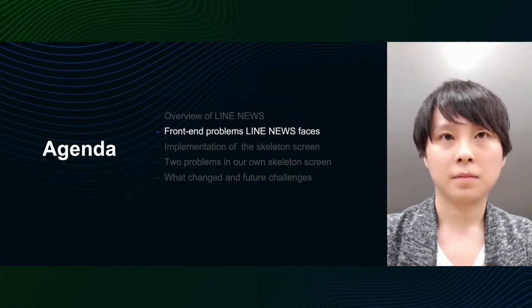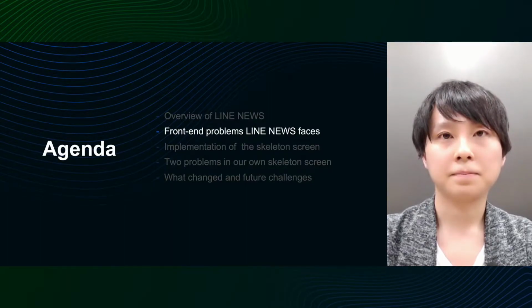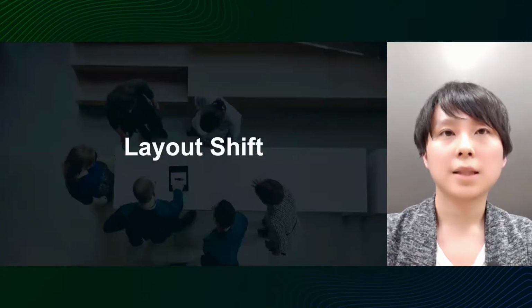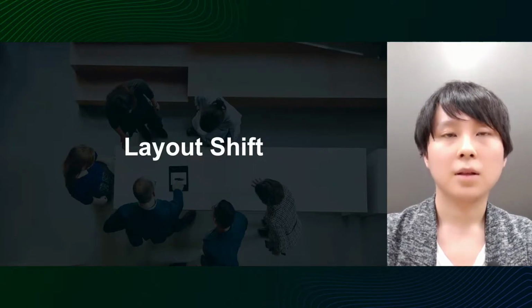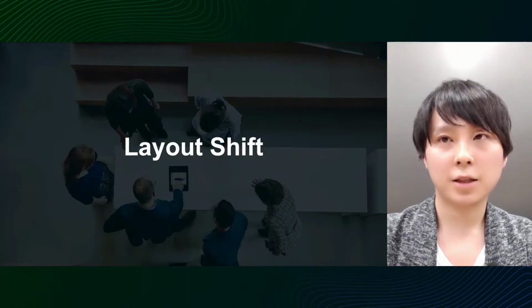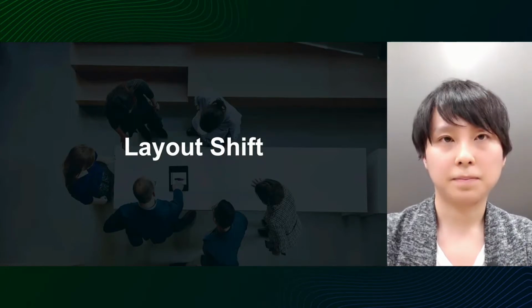Now, the main point of this session. What problems do you think exist in the front-end development of news services? A recent problem we have had is the layout shift problem, which is the topic of this session. More features are added to News tab day and night, and the number of API calls is increasing day by day. This brought the issues of layout shift to the front end, and we needed to work on solving the problem.